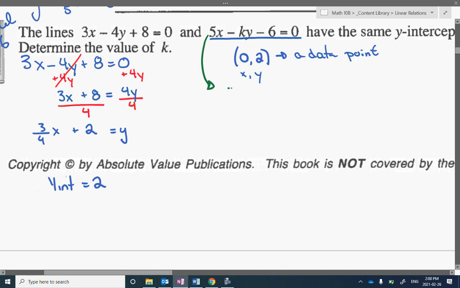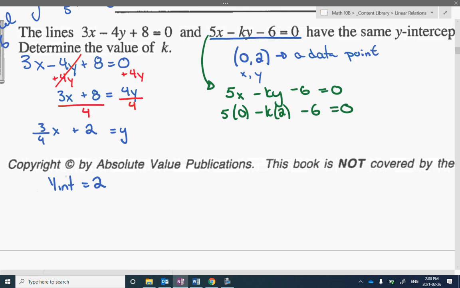So I'm going to take this equation, 5x minus ky minus 6 is equal to 0. And I'm going to use those coordinates. So instead of writing x, I'm going to write 0. Instead of writing y, I'm going to write 2. Because I know that data point is on this equation, right? Because we know they have the same y-intercept. So they have one point that can satisfy both equations. And so if I plug it in, I can now isolate and solve for that k because it has to work out.